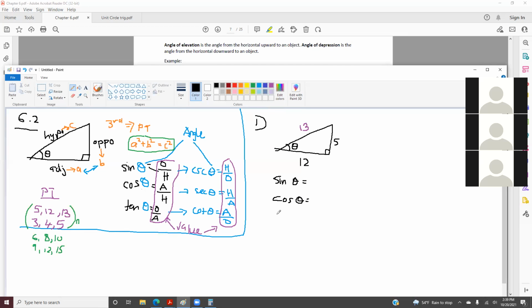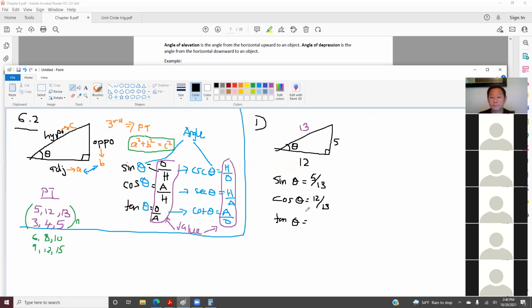What is the value for sine theta? 5 divided by 13. So it's opposite over hypotenuse, 5/13. Cosine theta in this case is 12/13. And tangent theta is 5/12, which is opposite over adjacent.